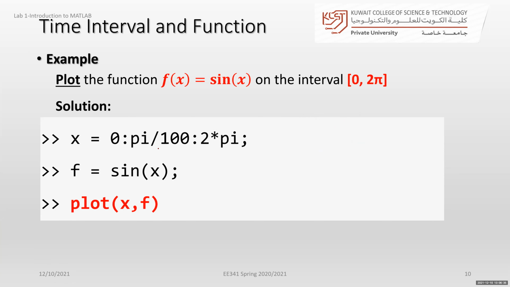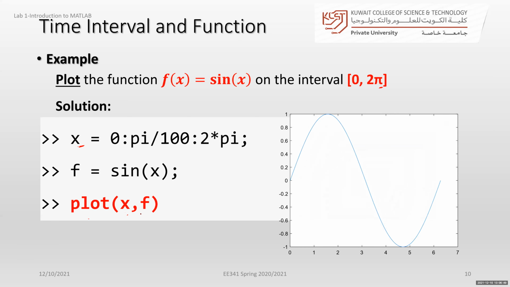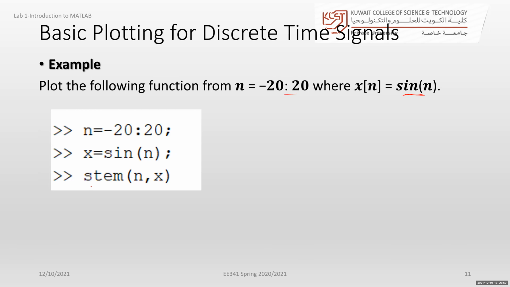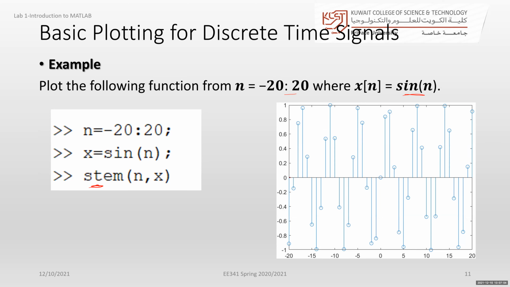So 0, pi by 100 is the increment, and 2 pi is the final value. Sine of x is my function, and then plot x. The scale is important: first you have to write the scale and then the function. This will give me the plot. Here we will plot the same function in the discrete domain, so we simply write stem instead of plot.